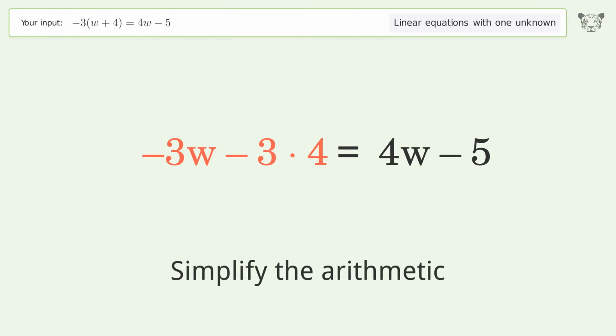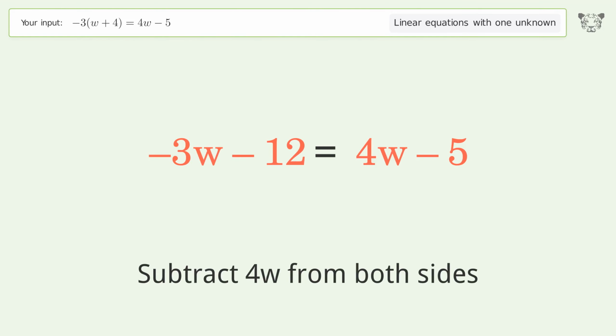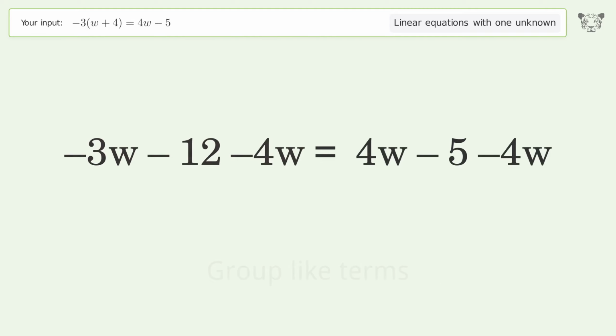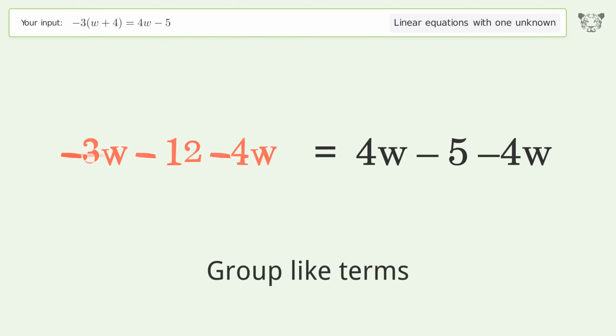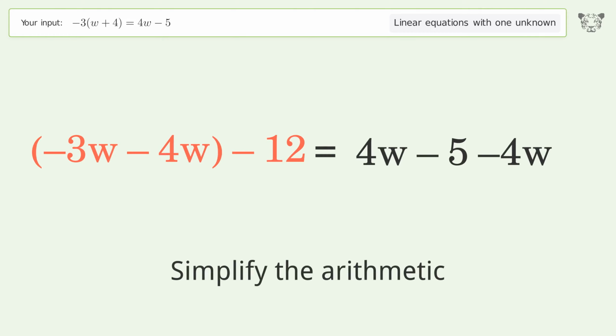Simplify the arithmetic. Group all w terms on the left side of the equation. Subtract 4w from both sides. Group like terms. Simplify the arithmetic.